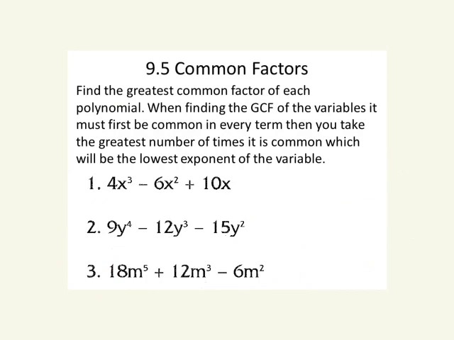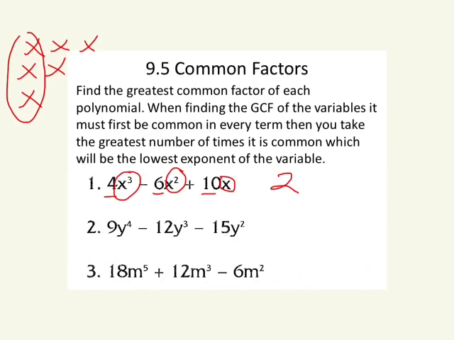So here we have to find two things. We have to find first the numerical common factor. So of 4, 6, and 10, 2 is the numerical common factor. And then x to the third, x squared, and x. Well, x happens in all three. And x to the third is x times x times x. X squared is x times x, and then just x. Well, x is common only one time. So my GCF is 2x.